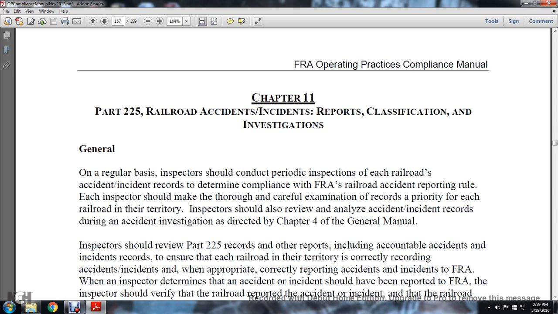Generally, on a regular basis, inspectors should conduct periodic inspections of each of the railroad accident incident reports to determine compliance with the FRA Railroad Accident Reporting Rule. Each inspector should make a thorough, careful examination of the records of each of the railroads in their territory. Inspectors should also review and analyze accident incident reports during the accident investigation as directed in Chapter 4 of the General Manual.